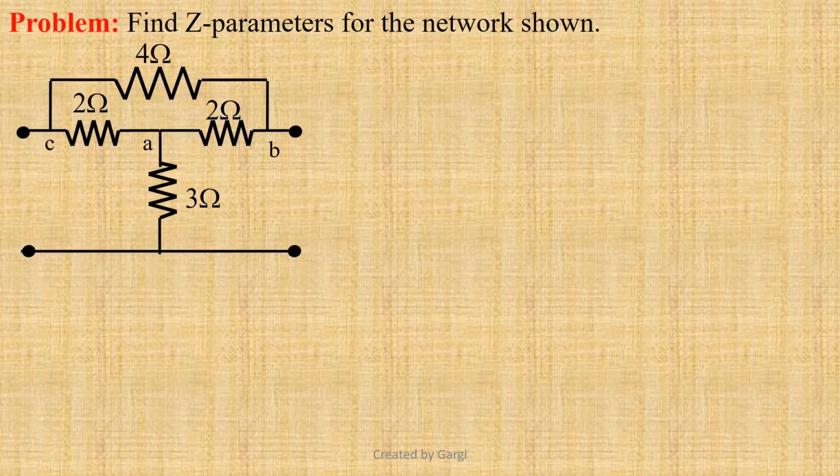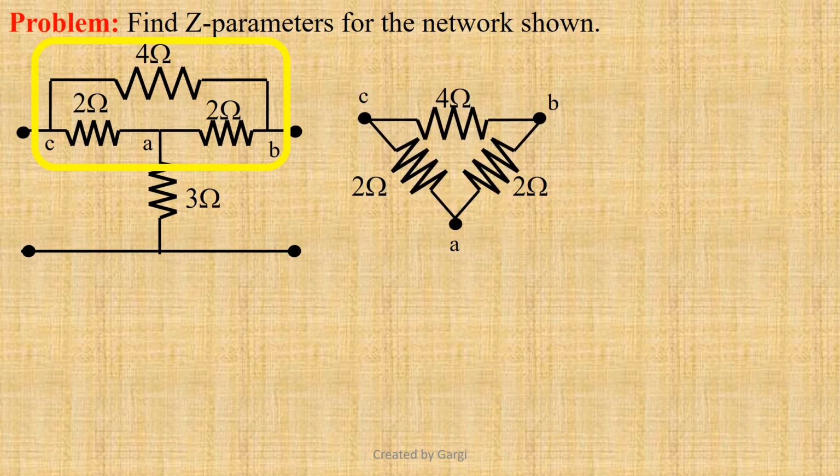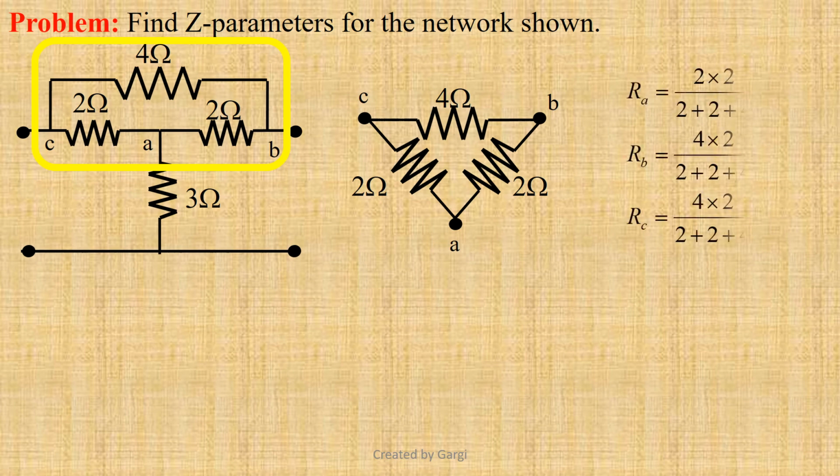We have to find out Z parameters for the resistive network shown. This problem can be solved in various ways. First, we shall use the delta star conversion technique. We shall take out the delta comprising 2 ohm, 4 ohm and 2 ohm. If we convert it into star, we get RA equals 0.5 ohm, RB equals 1 ohm and RC equals 1 ohm. Let us put this star back into the network.